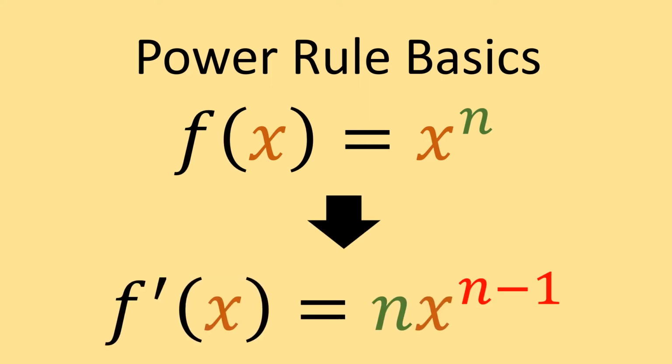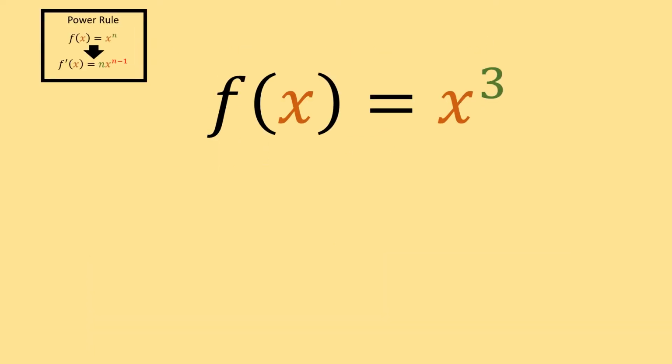That rule is you take the power, which is n here, and you bring it down to the front, so we multiply x by n. And then you subtract 1 from n, and you make that the new power. In other words, the derivative of f of x is going to be n times x to the n minus 1 power.